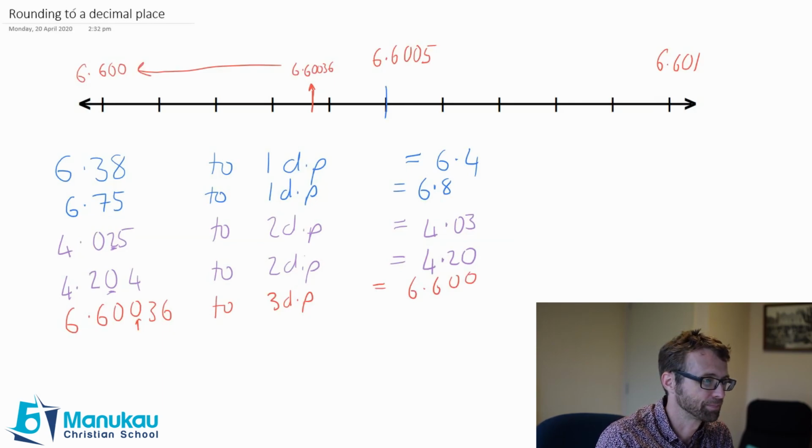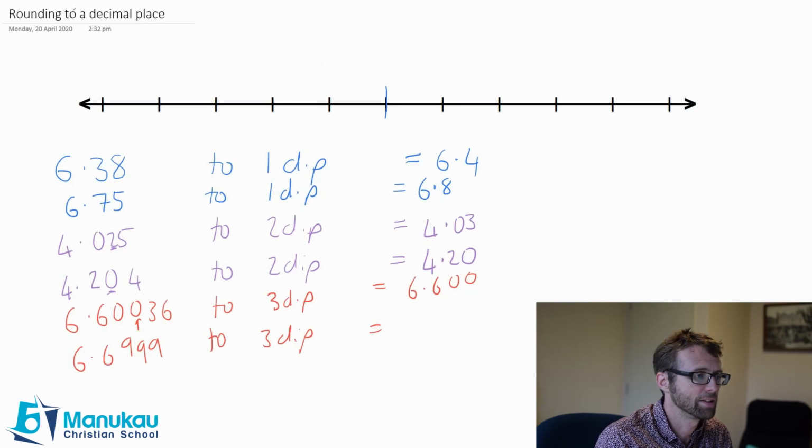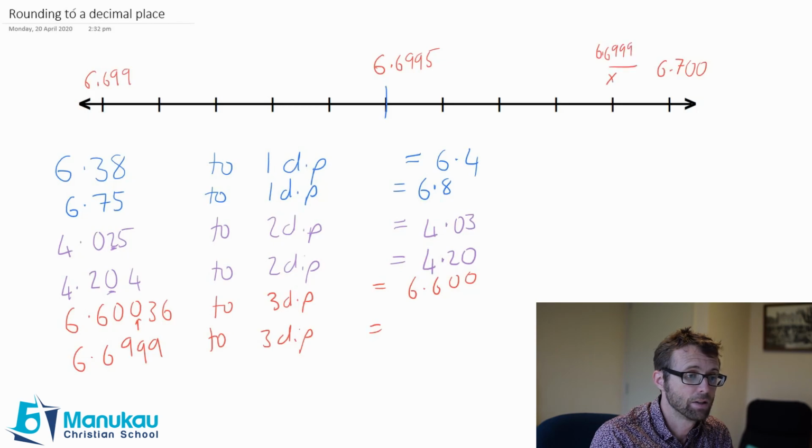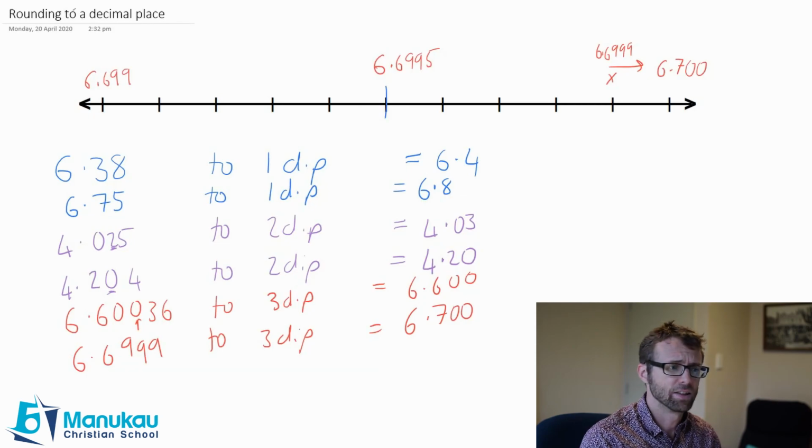One last one. Sometimes they get a bit more tricky. Let's say we've got 6.6999 to 3 dp. Okay, so again, let's place these values at the bottom. We're going to have 6.699, that's our 3 dp, and the next value at 3 decimal places is going to be 6.700. I hope you can see that. If you move up one here, it'll make us 6.700. Midway between them is 6.6995. And what we have here is 6.6999, and that is here. So you can see you're rounding this way, and that will be 6.700. Okay, hopefully this is making sense to you.